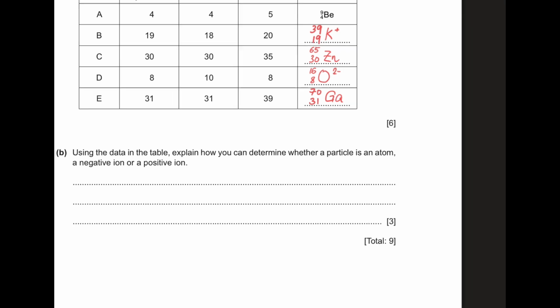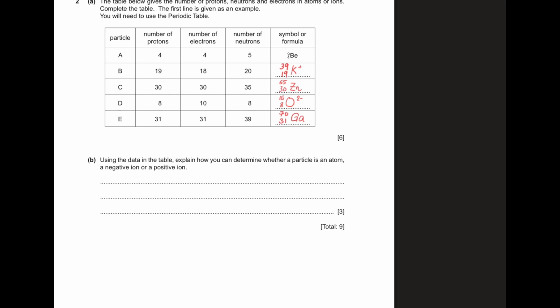Okay, now let's continue to the next part, Part B. Okay, I want to copy it first. Okay, done. Using the data in the table, explain how you can determine whether a particle is an atom, a negative ion, or a positive ion. So they give 3 points, so you have to answer 3 of these. We start with an atom. The proton number is equal to the number of electrons.